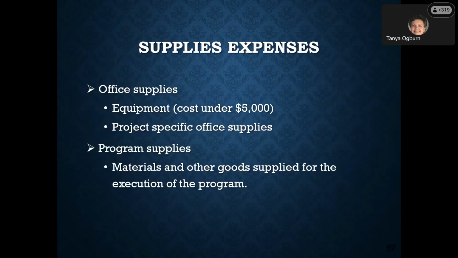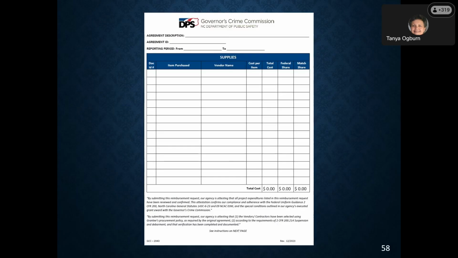There are two types of supplies. We have office supplies, which are equipment costing under $5,000, and project-specific office supplies. We also have program supplies. These are materials and other goods supplied for the execution of the program. Make sure you always include the supply cover sheet when you submit your reimbursement. You can refer to the instructions at the bottom of the form for direction on how to fill the form out completely.